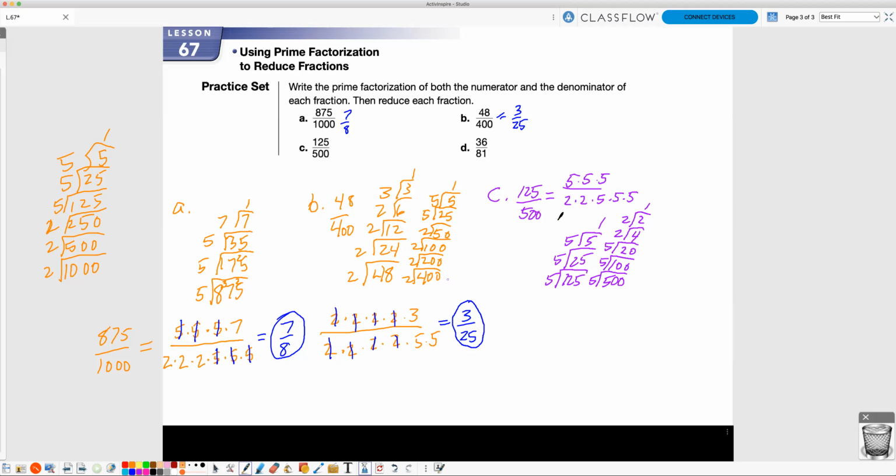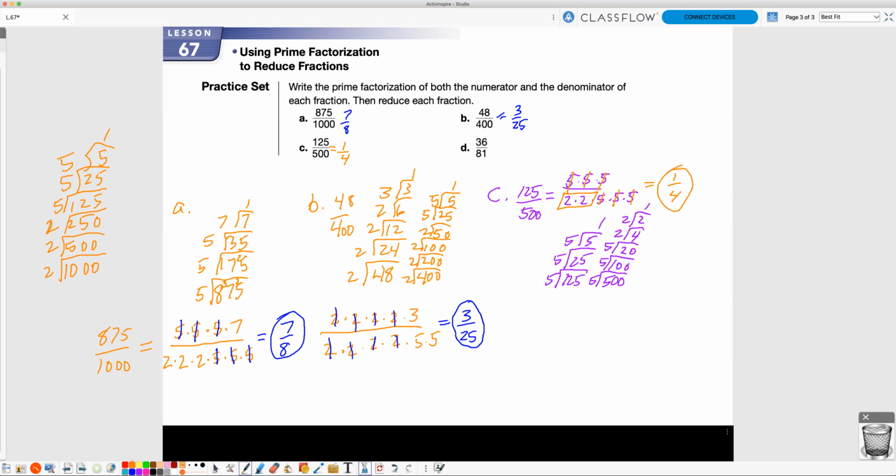Now in order to reduce those, I can see that this numerator's got a 5 in it, and there's a denominator here with the 5. Numerator with a 5, a denominator with 5, numerator with the 5, denominator with the 5. All I'm left with is these two, and this is 1 times 1 times 1. So the numerator in this case is going to be 1. The denominator will be 4. So 1/4 would be the answer to that reduced fraction. And then letter D.